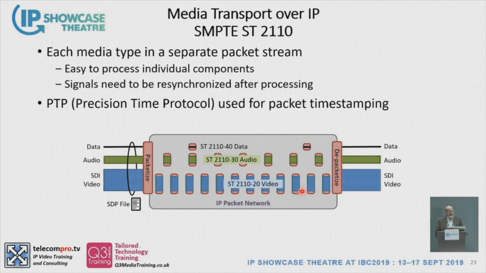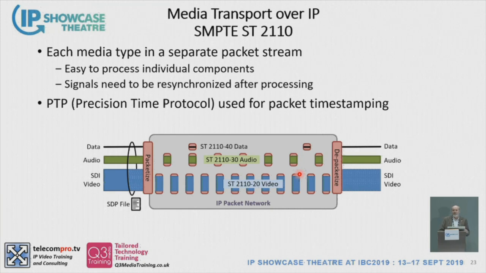With ST 2110, each one of the types of essence flows separately. So we take our video and we make a packet stream that's only the video, nothing else. Only the actual active live video pixels are carried over a 2110-20 stream. The audio is carried as 2110-30. That's a separate packet stream. So it has different RTP addresses, different IP addresses, different ports. Everything is different about it.